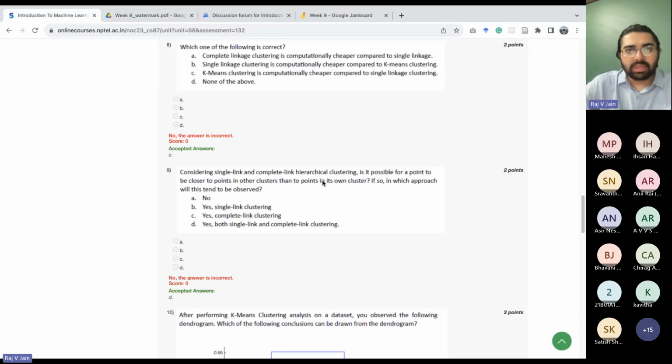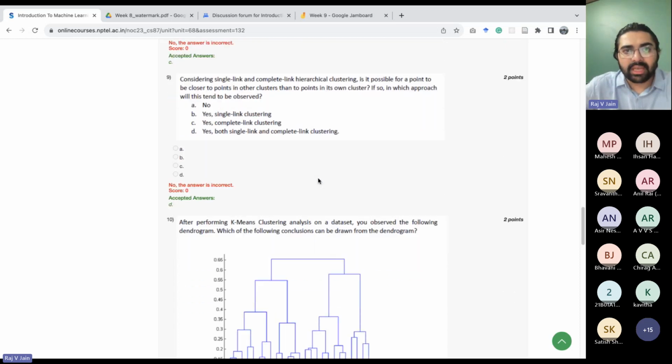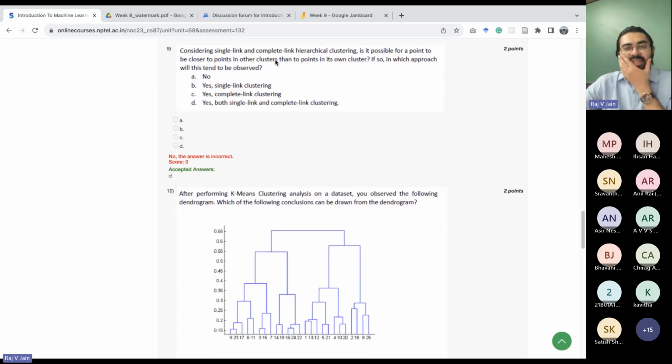Okay, next question is question 9. So considering single linkage and complete linkage clustering, is it possible for a point to be closer to points in other clusters than to points in its own cluster? If so, in which approach will this tend to be observed? Any ideas why the last option is the right one?